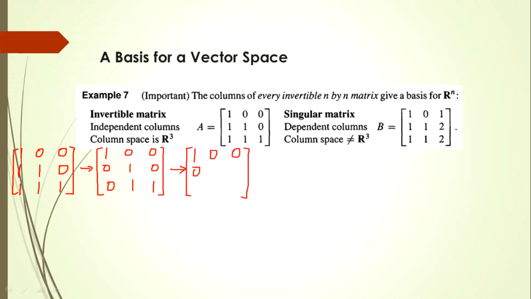0, 1, 0. Second row is the pivot row. Row 3 minus row 2. So we get 0, 0, 1. So that is I3, right? Of course, those 3 columns are independent columns, right? This is the RRE form for A.